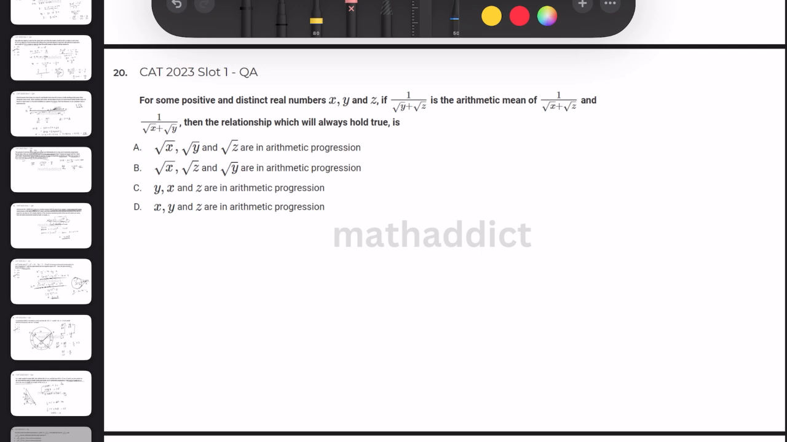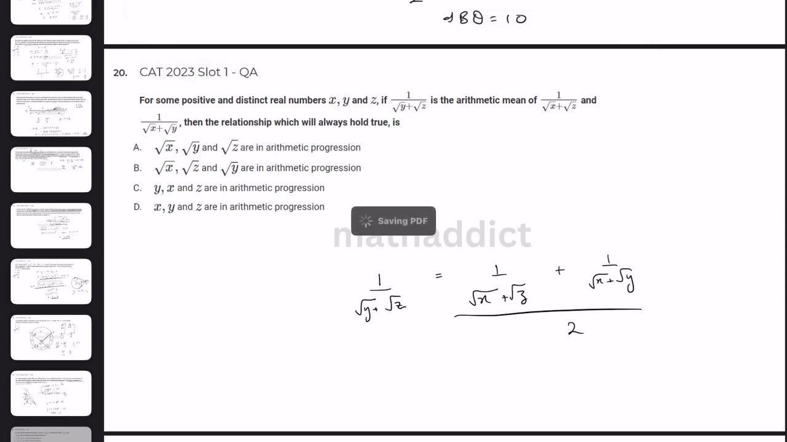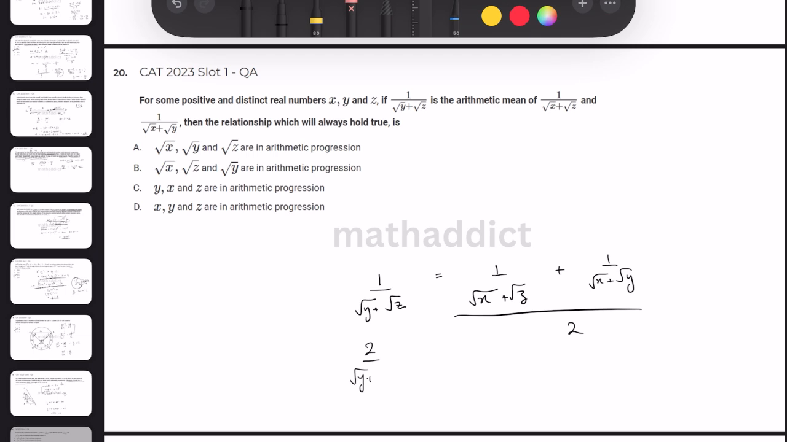For some positive and distinct real numbers x, y and z, if this is the arithmetic mean of these two, okay, so that is 1 upon root y plus root z is equal to 1 upon root x plus root z, root x plus root y by 2. That is 2 upon root y plus root z.